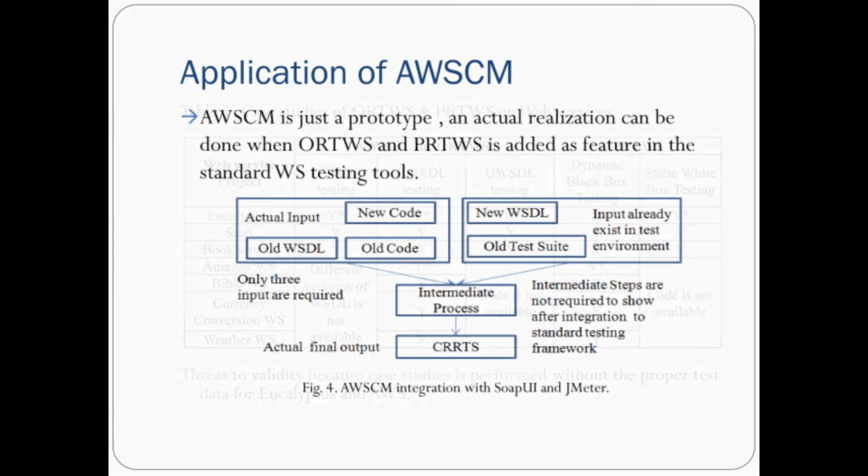Next, the application of this AWSCM is simply a combined reduced regression test suite, which is the final output of the whole product. AWSCM is just a prototype, and the actual realization could be that ORTWS and PRTWS are added to an IDE like NetBeans or Eclipse, and added as a feature in web service testing tools like SoapUI or JMeter. If SoapUI and JMeter have these tools ORTWS and PRTWS in them, then it would be very good for the improvement of SoapUI and JMeter.